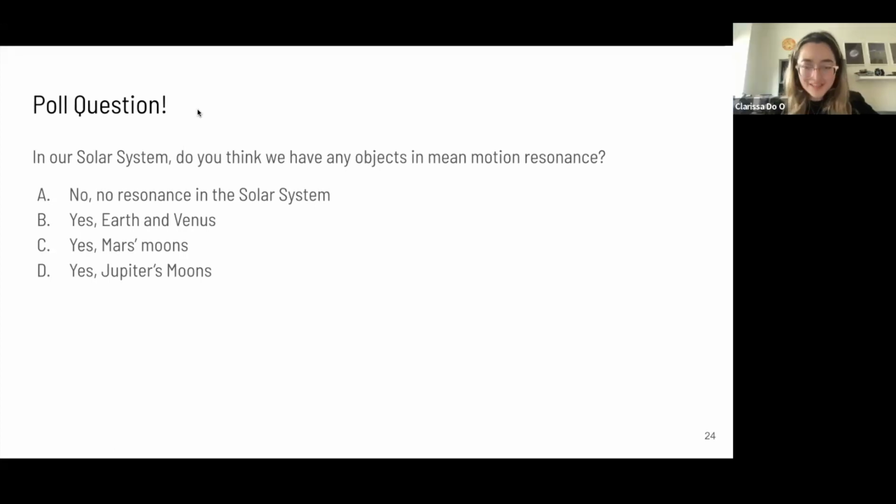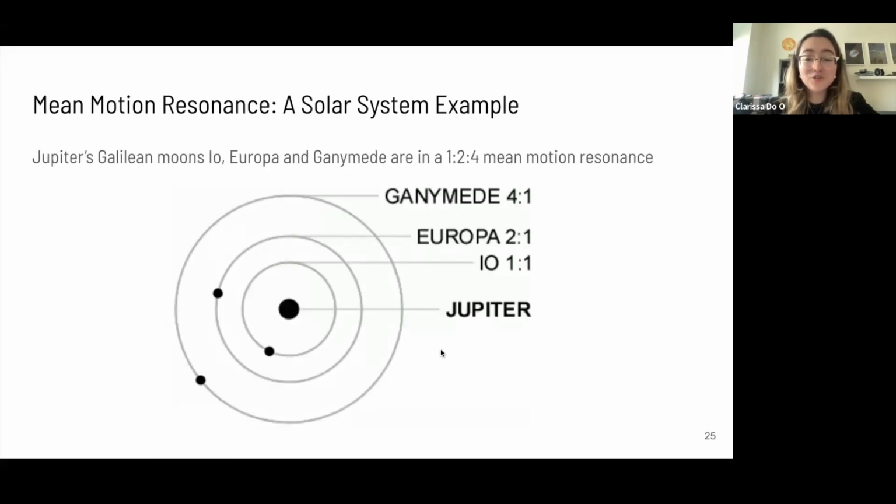Yeah. So as it turns out, yes, most of you are right. About 63% of you are correct. So we do actually have resonance in our solar system. It's Jupiter's moons, specifically Jupiter's Galilean moons, Io, Europa, and Ganymede. They are in a 1-to-2-to-4 mean motion resonance. And all that really means is that the periods of these moons are perfect ratios of each other. So every time that Ganymede goes around Jupiter once, Europa goes around Jupiter twice, and Io goes around Jupiter 4 times.